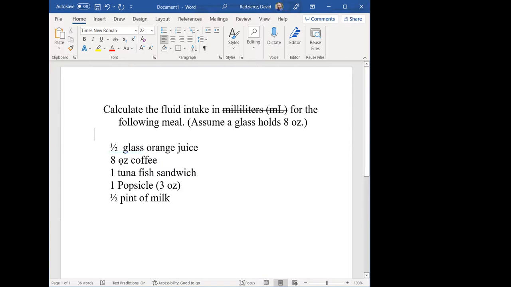Like, we know what ounces are, right? Because we talked about that last time. We know that 1 ounce is equal to 30 milliliters. That's the equivalent that we know. But there's some other things that we may not know. We may not know what a pint is or what a cup is, and then how to make that conversion.